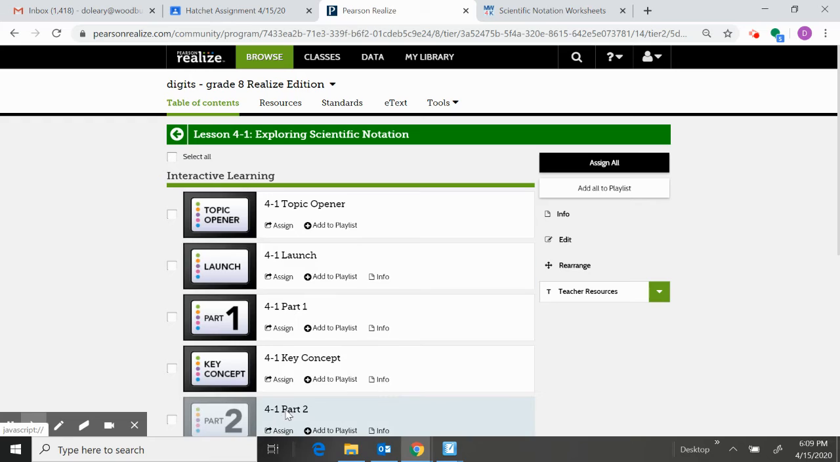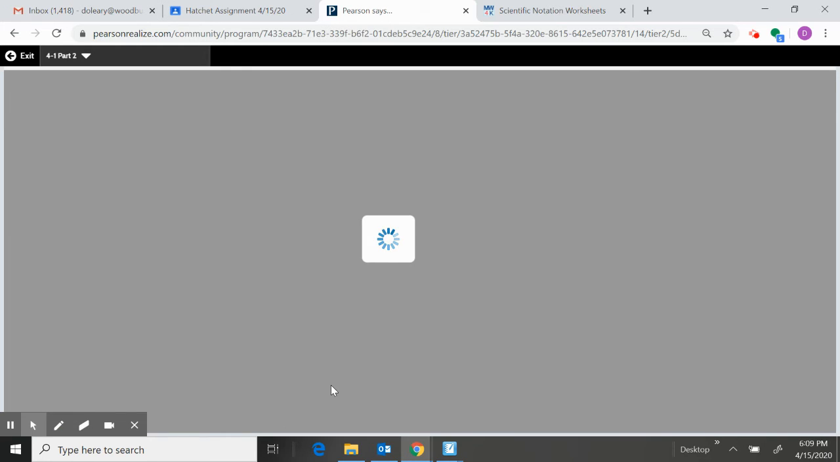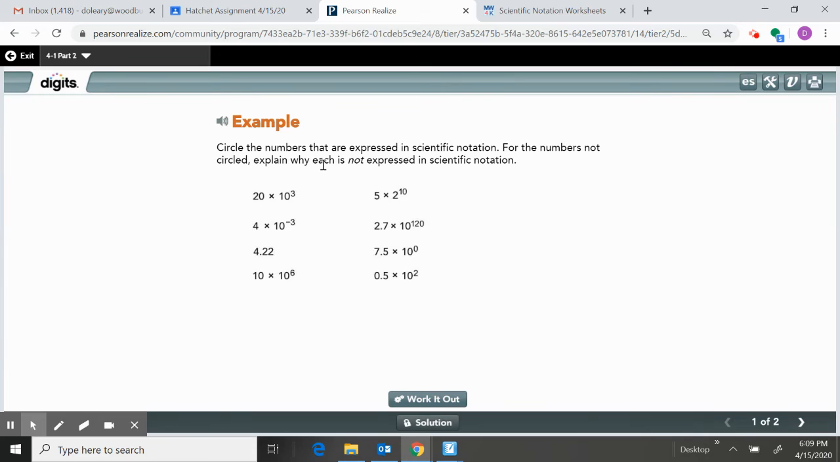Part 2 is rather short. It just goes into the concept of that scientific notation. All right, circle the numbers that are expressed in scientific notation. For the numbers not circled, explain why each is not expressed in scientific notation. So this goes back to the rules that you had in the key concept, that the first number has to be between 1 and 10, and the second has to be a power of 10.